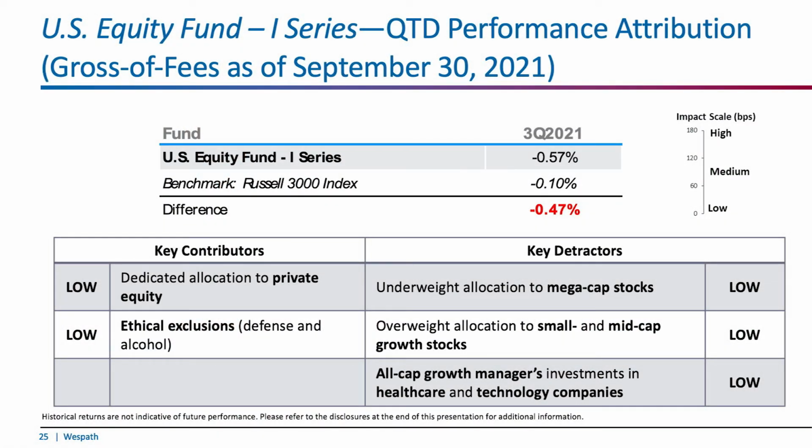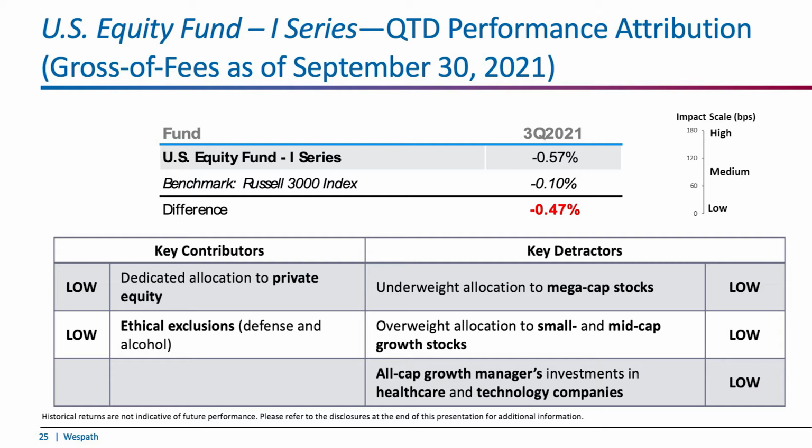This obviously had a negative impact on the U.S. equity fund quarter performance, since the fund has a long-term strategic bias of being underweight large cap stocks, which primarily is mega cap stocks, and has an overweight to small and mid cap companies. And those companies were down 1.4%.